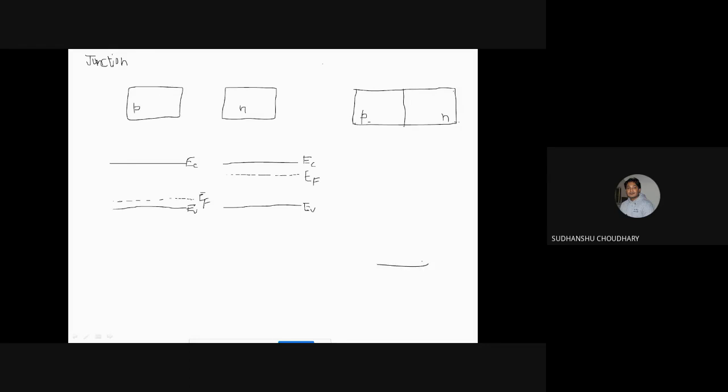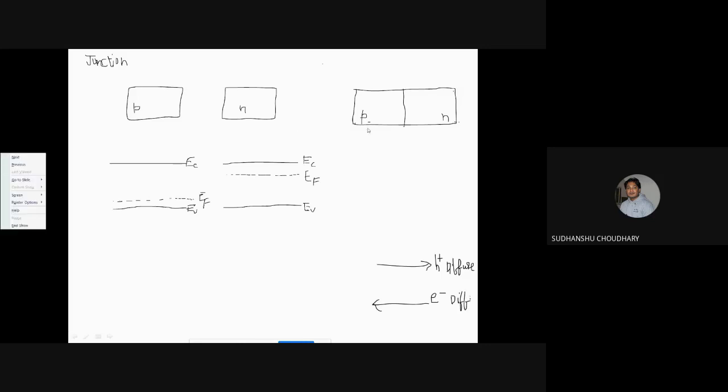So this is holes. Holes will start diffusing. So this is diffusion. Holes will diffuse from P to N, or left to right, because of the concentration gradient between these two regions. Okay? So similarly, electrons will also start diffusing from N to P. So I'll write electrons, they diffuse from N to P.